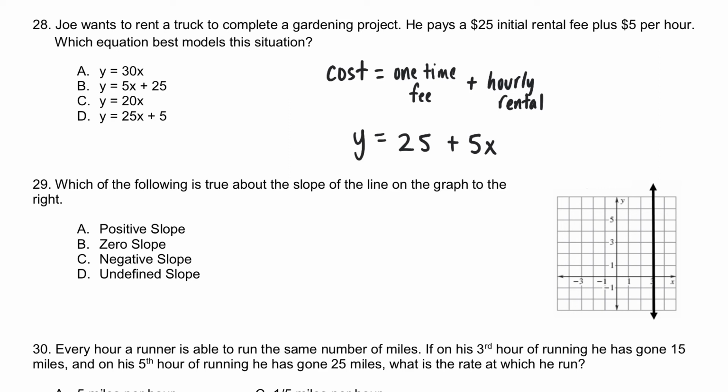Okay, they don't have that over there. They have 5x plus 25, but it's the same thing. You just rearrange the order. That's in slope-intercept form. All right, 29.